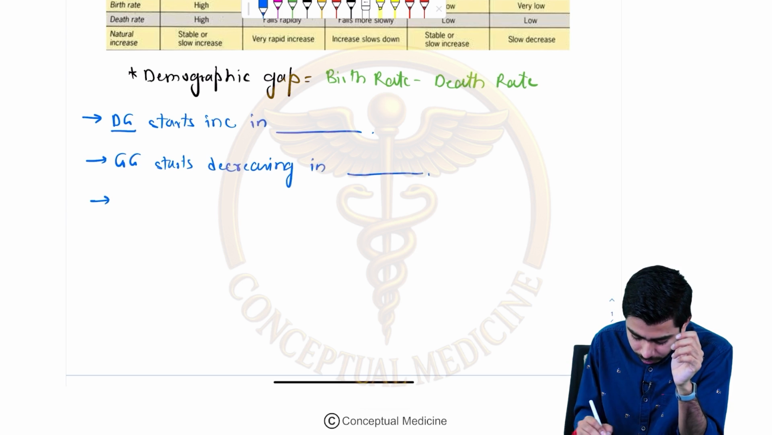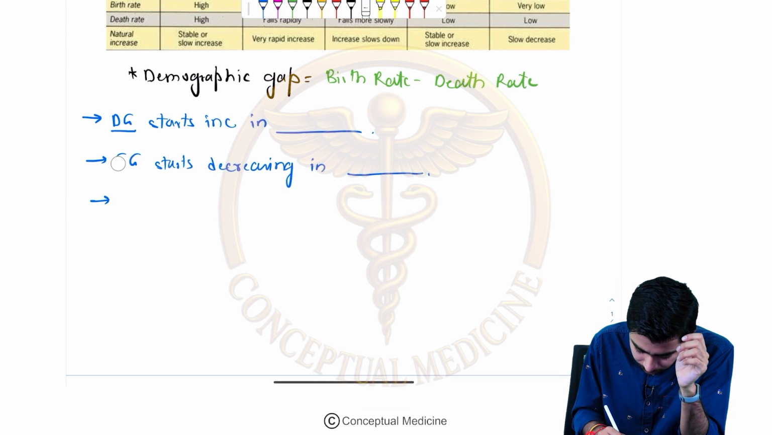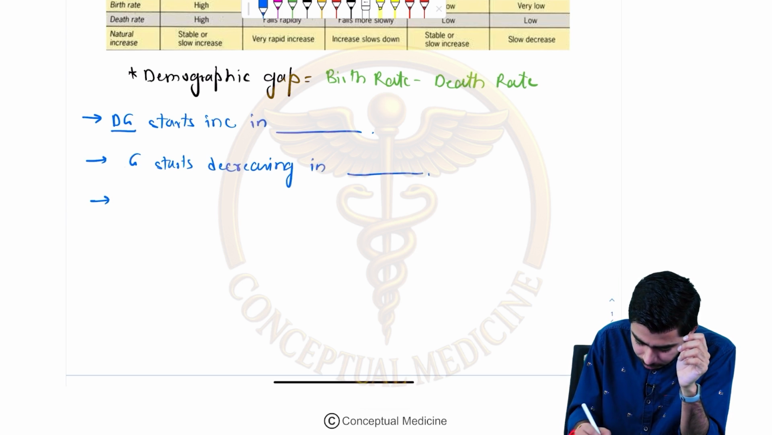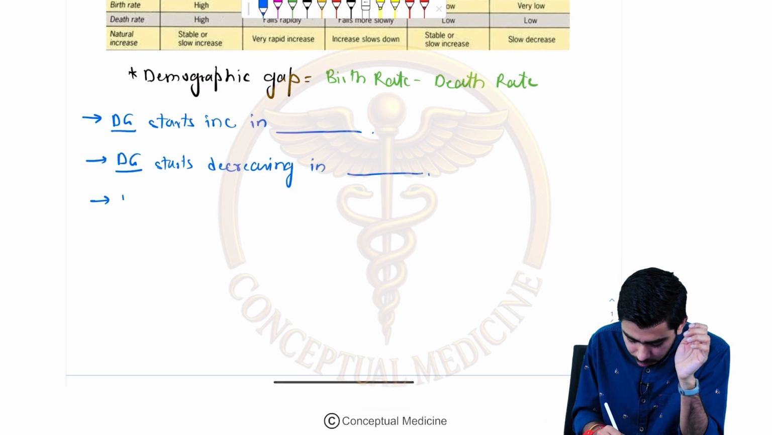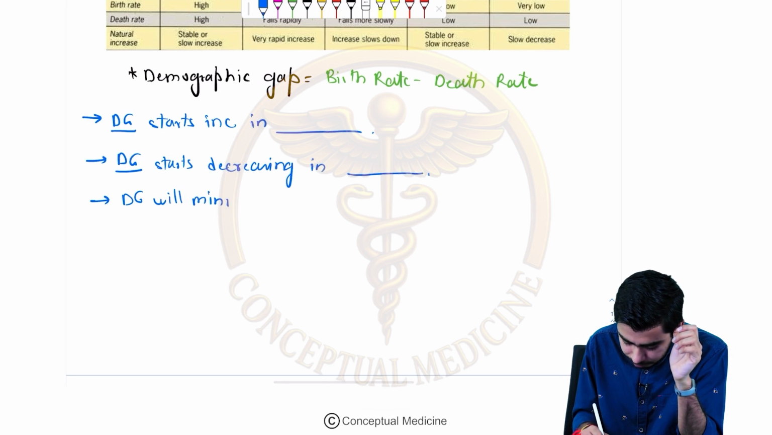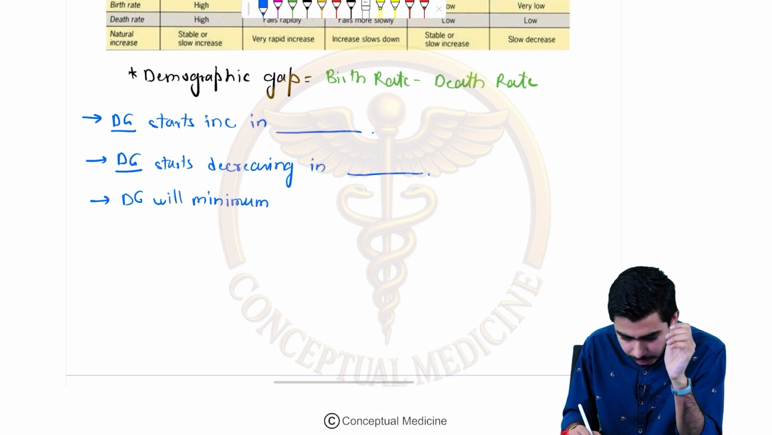Third MCQ for you guys, okay, this is the demographic gap, this is the DG, right? Demographic gap, right? Third question for you guys, the demographic gap will be minimum in which stage?